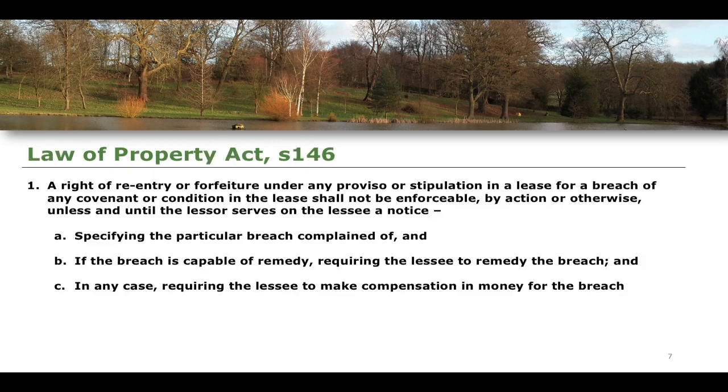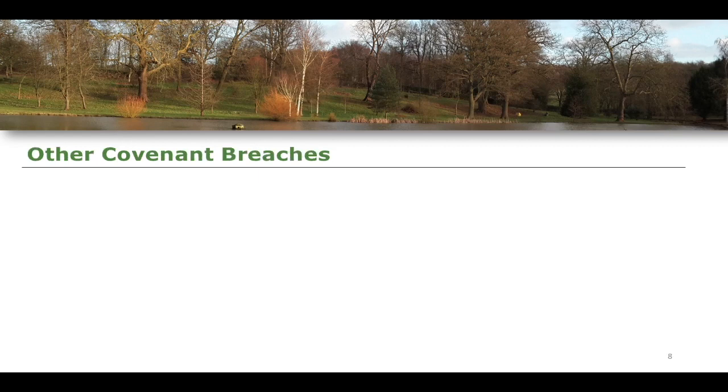So this actually allows for the existence of a remedy away from forfeiture itself. If you have a breach of a covenant that is not the non-payment of rent, that is a separate issue. But when it comes to any other kind of breach of covenant, you should send them a Section 146 notice, and that notice shall specify the breach in question, specify if there is any remedy for that breach that could essentially save the tenancy agreement, and in any situation, there would be a requirement for the lessee to pay some kind of compensation in money for said breach.